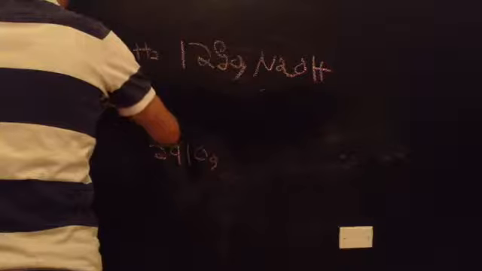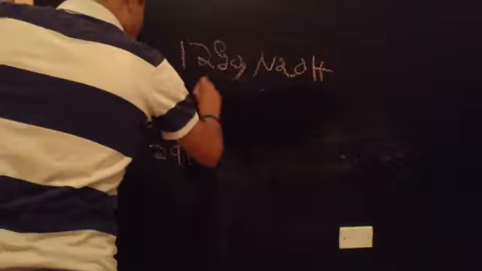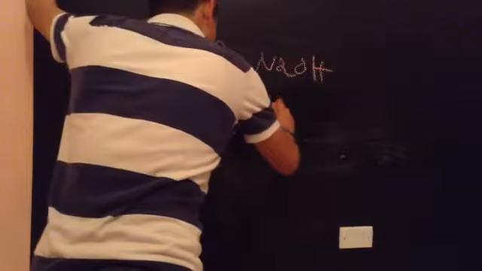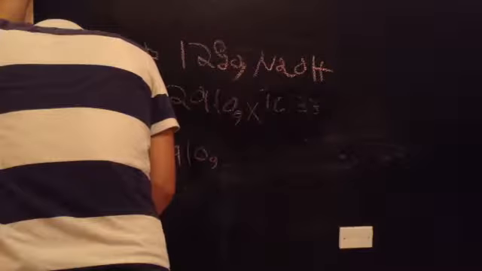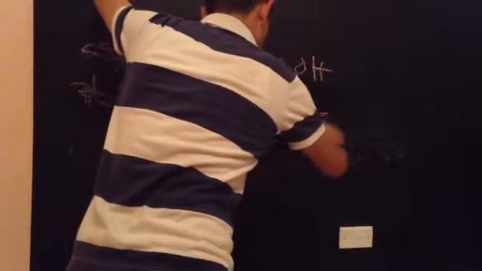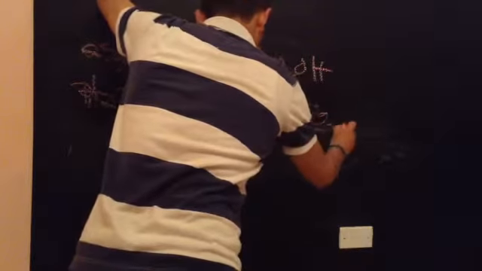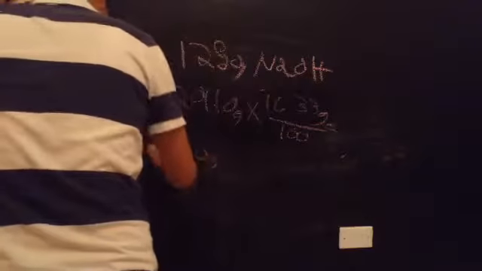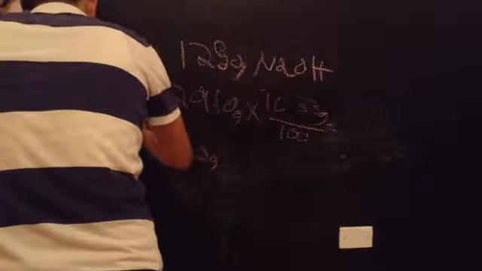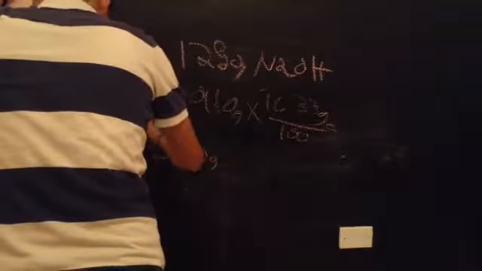First, the H2O would be an example. Multiply this times the percent of the water, which is 16.33 grams, divided by 100, and my answer would be 275.2 grams.